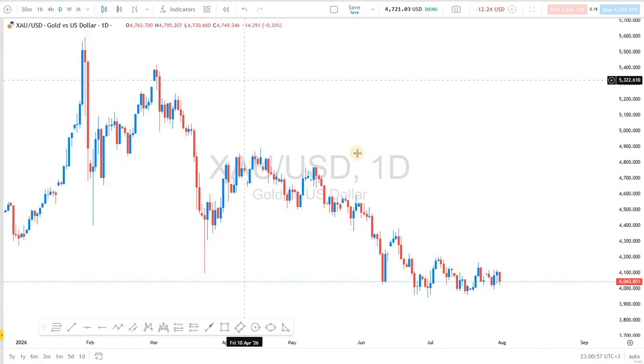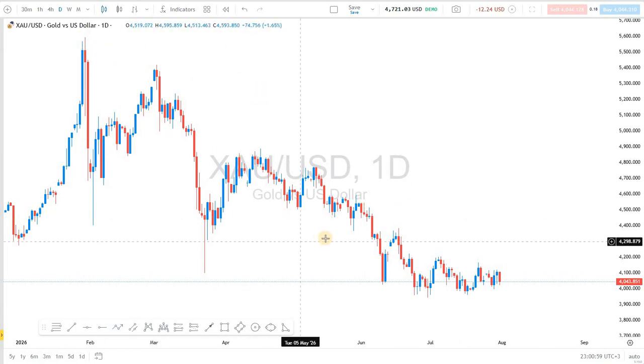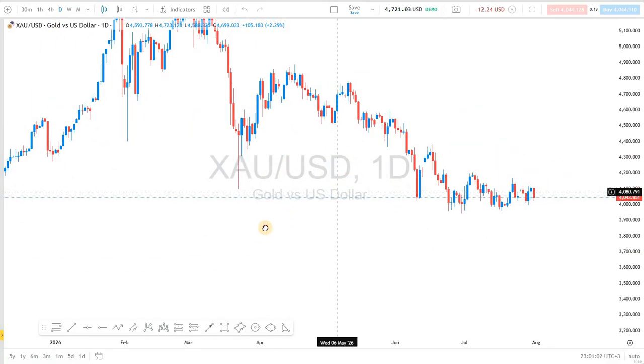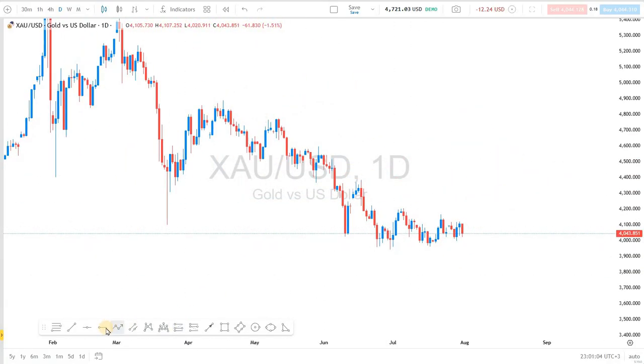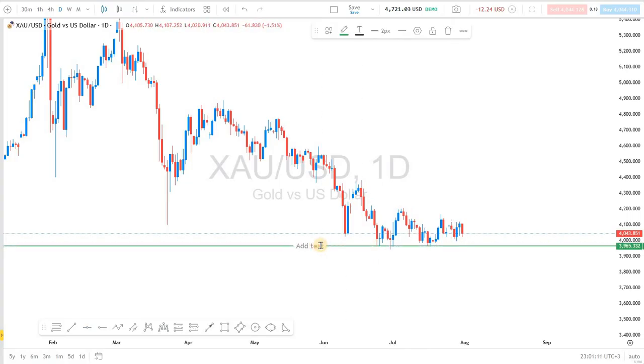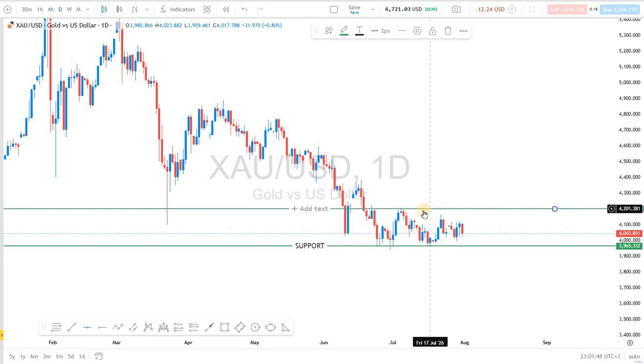It has been moving bearish since January. As you can see, this market is ranging at this level. So you have to mark this level down here. This is our support. After marking support, you also mark a resistance, because where we have a support, we must also have a resistance. This is our resistance level.